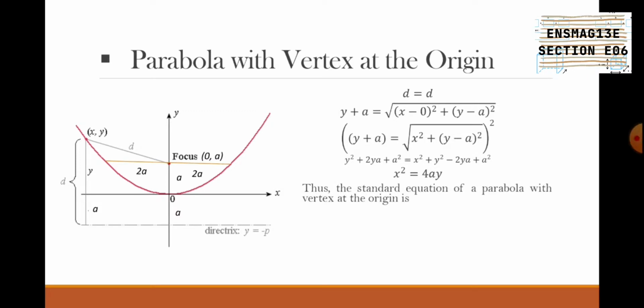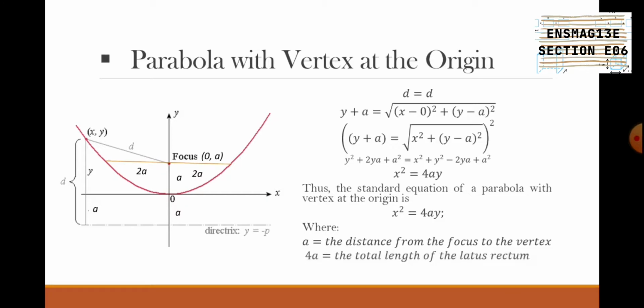Thus, the standard equation of a parabola with vertex at the origin is x squared is equal to 4ay, where a is the distance from the focus to the vertex, and 4a is the total length of the latus rectum. We see that changing the sign of a, in effect, reflects the graph through the x-axis, leaving a new graph congruent to the original one.